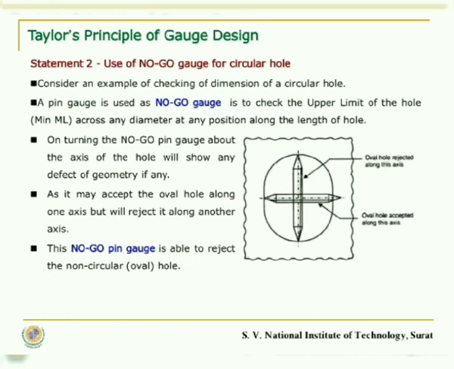But when you turn this no-go pin gauge about the axis of the hole, then a defect of geometry appears. See the case when the pin is at the vertical position. At this position, the no-go pin gauge enters into the hole. It means that we will have to reject the feature. So here the no-go pin gauge is able to reject the non-circular hole because at one particular position the no-go gauge goes inside the feature.